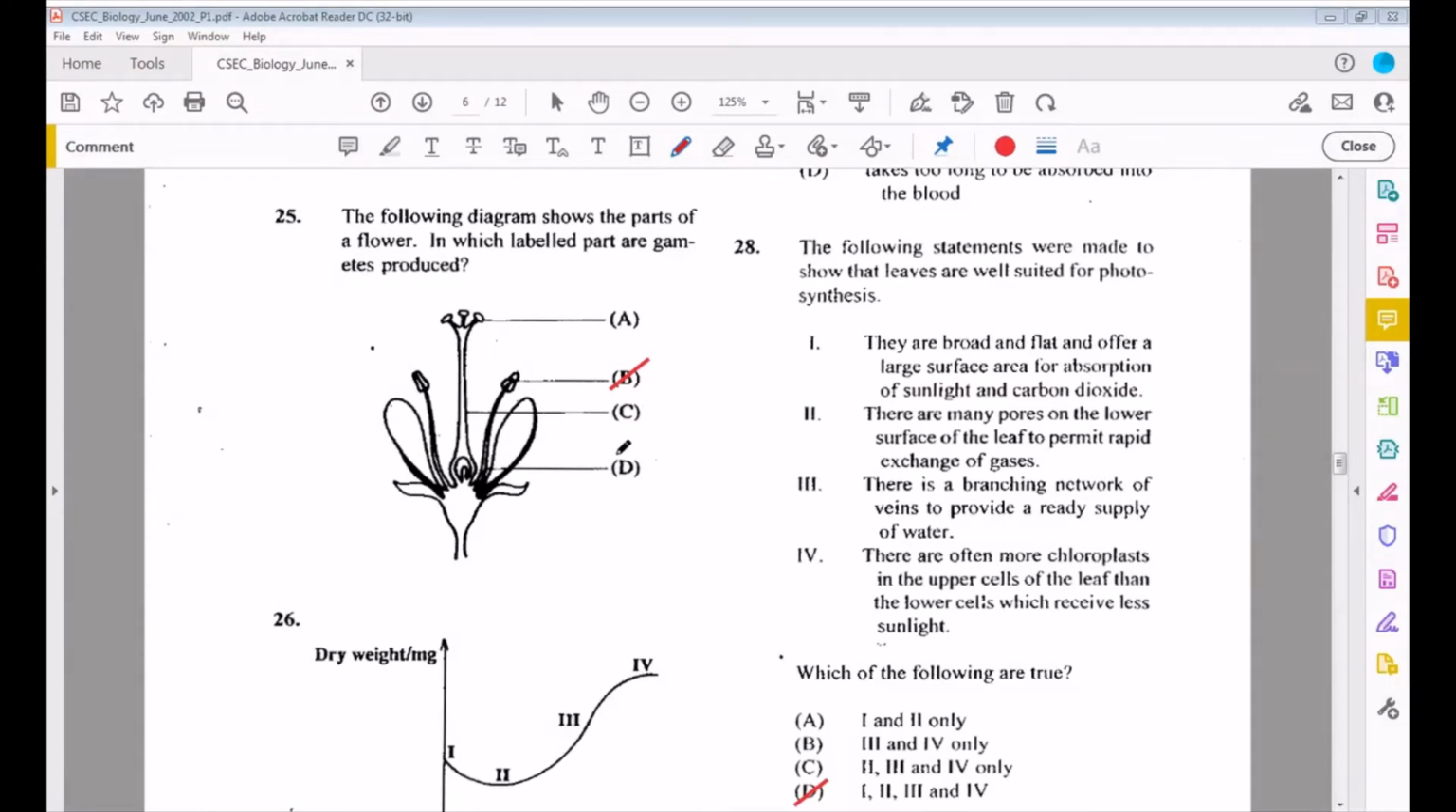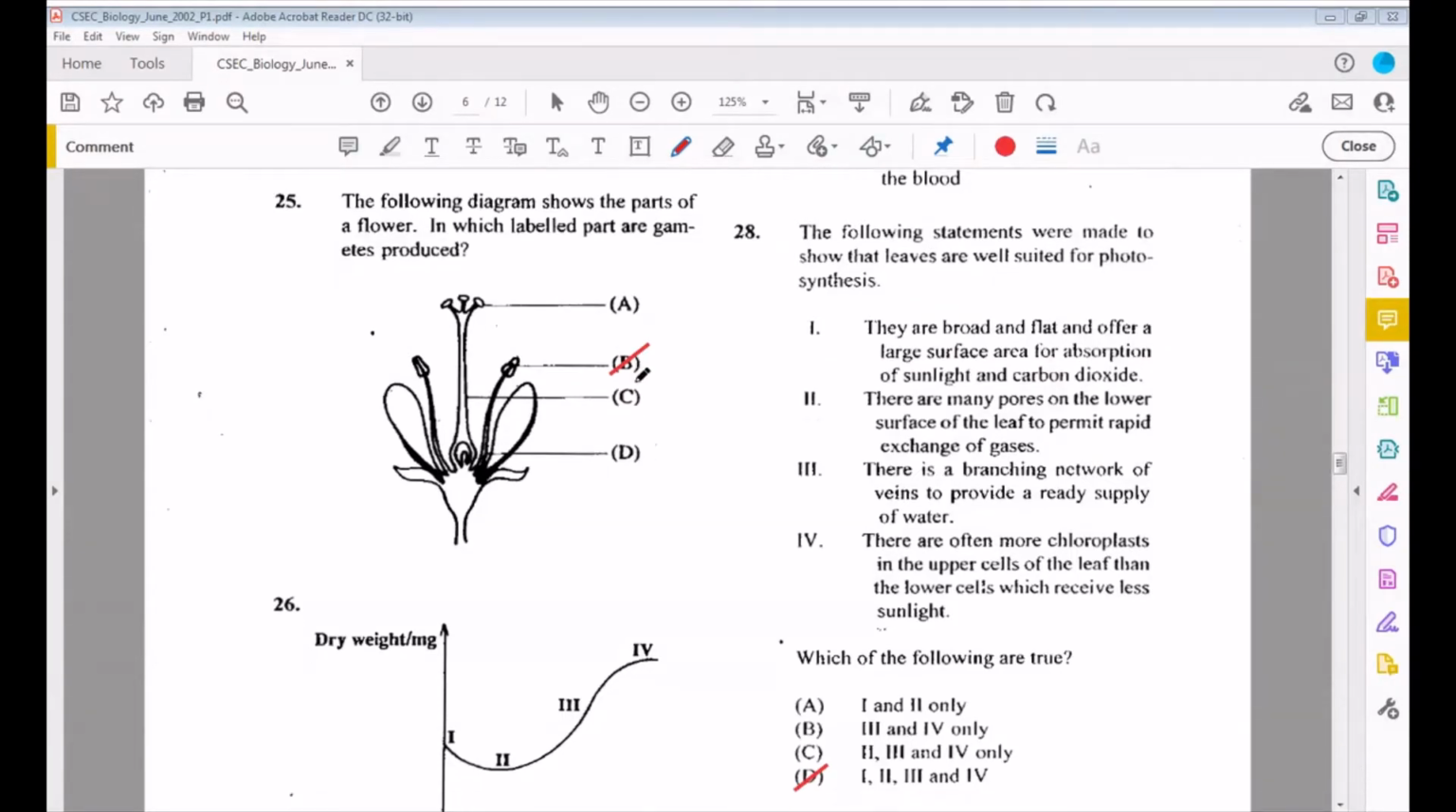But if we look at D, D is not pointing to this area, it's actually pointing to the filament, which is also part of the male reproductive system. A, C, D have nothing to do with the formation of gametes. So gametes are produced in the anthers here. This is where the pollen is. So the answer is B.